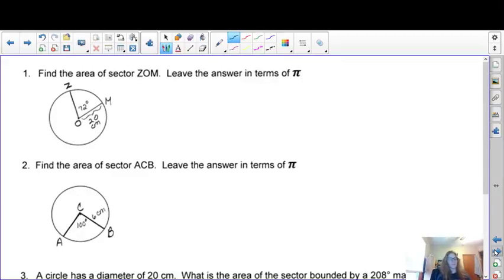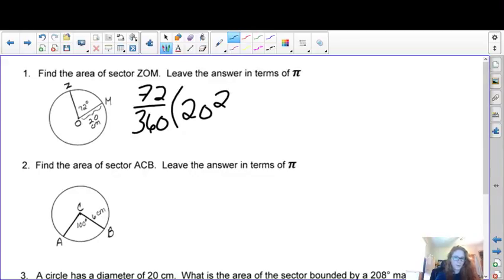All right, number 1. We have the area of sector ZOM, and it's asking me to leave my answer in terms of pi, and we're going to go ahead and do that. So I'm going to take the arc degree of ZM. Well, if the central angle of ZOM is 72, that arc is also 72. I'm going to take that times the radius squared, and I see I'm given the radius, so I don't have to cut anything in half, times pi.